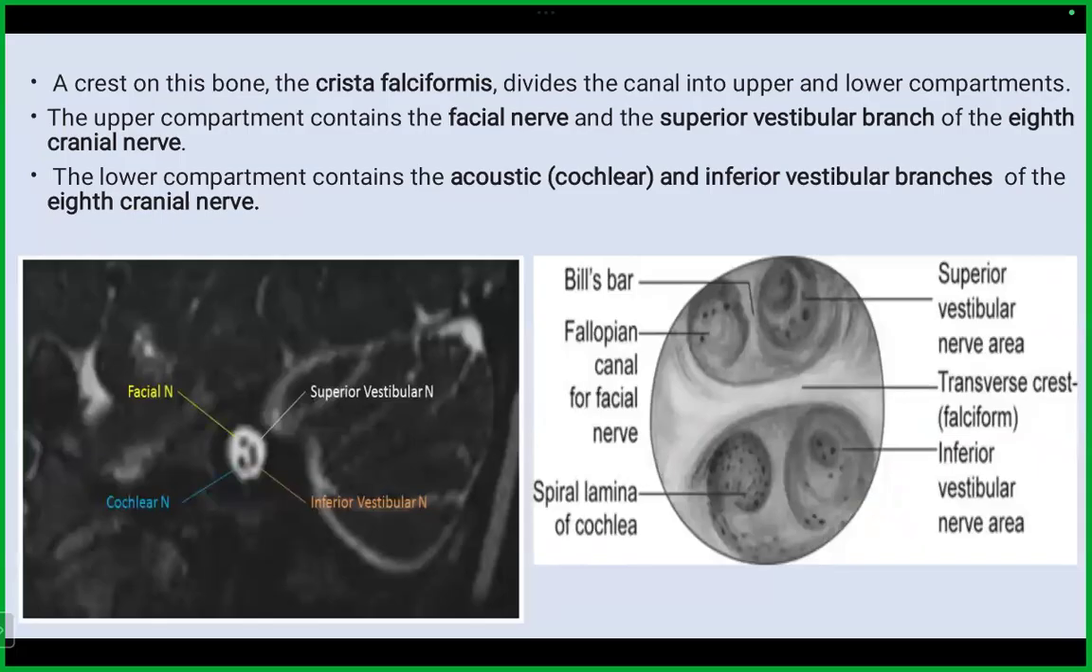A crest on this bone, the crista falciformis, divides the canal into upper and lower compartments. The upper compartment contains the facial nerve and the superior vestibular branch of the eighth cranial nerve. The lower compartment contains the cochlear and inferior vestibular branches of the eighth cranial nerve.